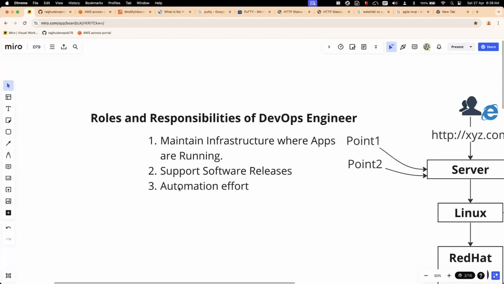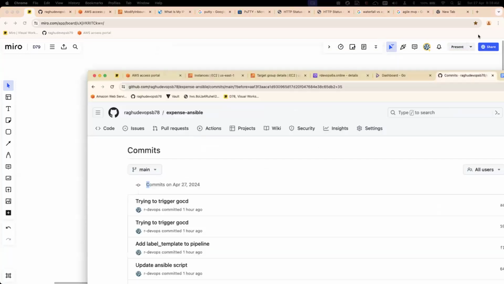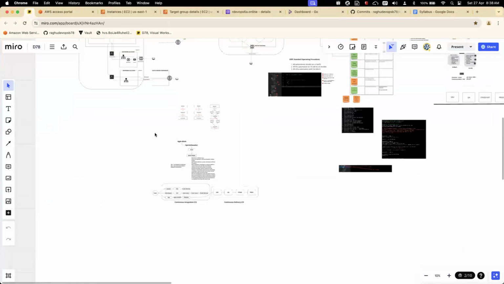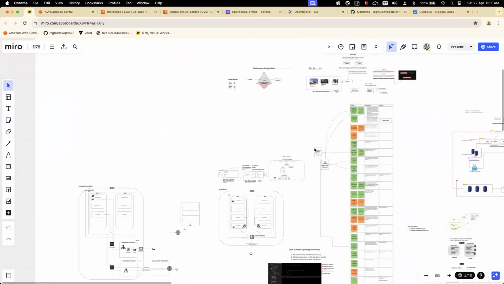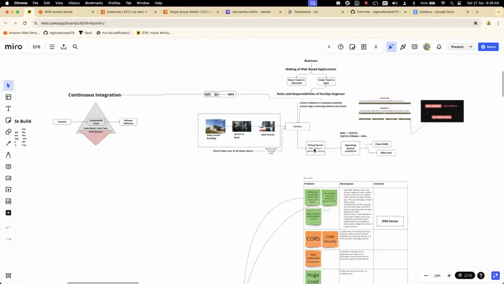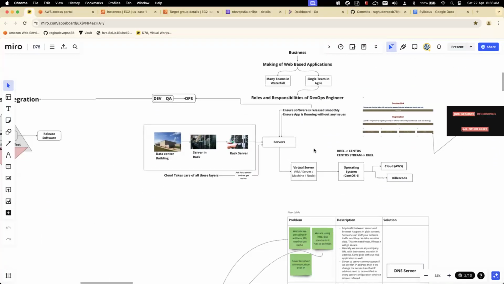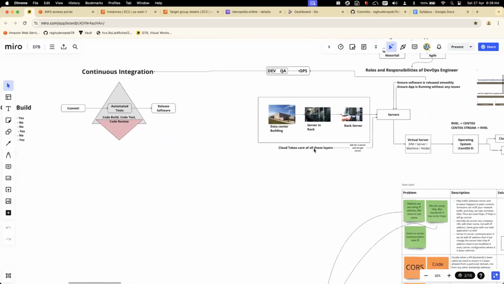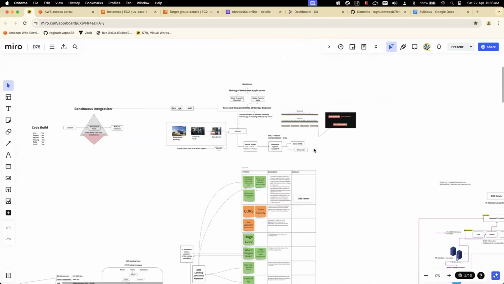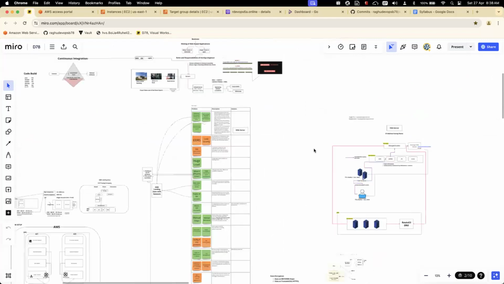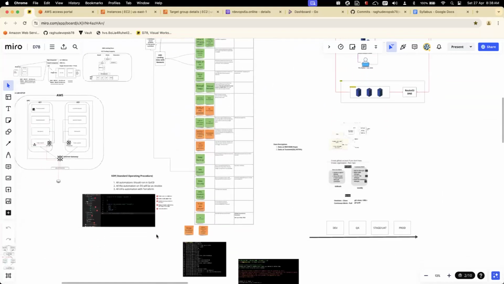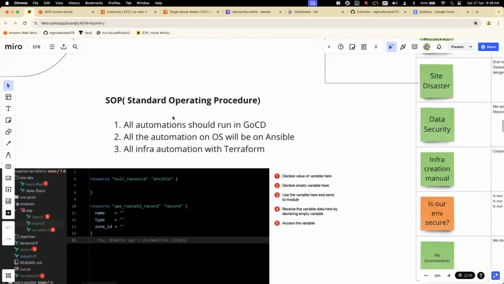And here, I'm clearly writing the SOP: your role is automation effort. According to that, I'll write an SOP also in the session, in the training, this ongoing batch. I'll clearly write an SOP, and I'll not deviate from the SOP where I have written it. SOP means standard operating procedure.